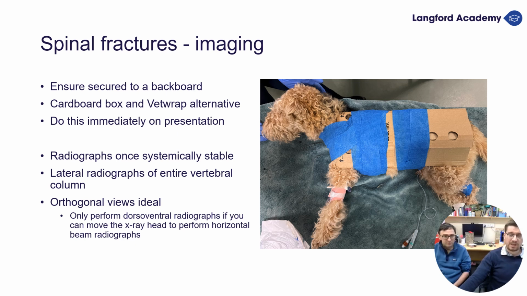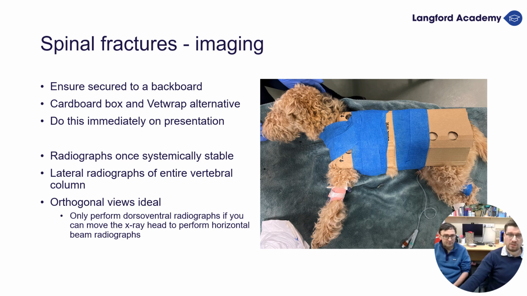So after you've stabilised them, after you've given them oxygen therapy, fluid therapy, analgesia, etc., you can take some radiographs, and we recommend lateral radiographs of the entire vertebral column. In the previous slide, we pointed out that up to 10% can have multiple fractures. So if you've got a dog that's off its back legs, it might have a fracture in its cervical region that might not be contributing to all of its clinical signs, but that you definitely wouldn't want to miss.